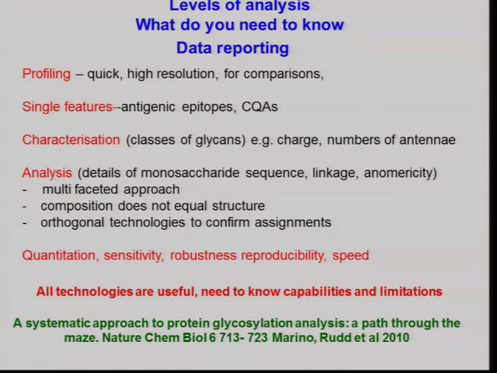And there are two things to really understand. First of all, composition does not equal structure. So if you do a MALDI analysis of your glycans and you get composition data, that is all it is. It's just telling you how many hexoses, how many HexNAcs, how many fucoses, how many sialic acids. It's not telling you how they're linked together. It's not giving you any linkage information. It's not giving you any anomericity.